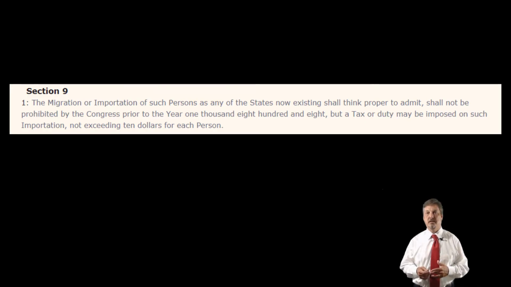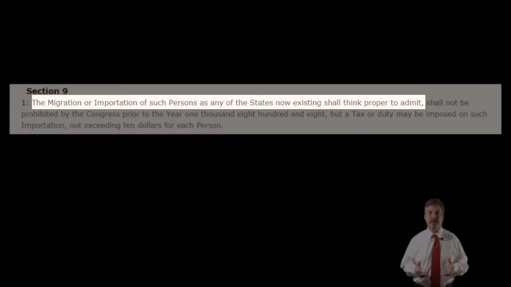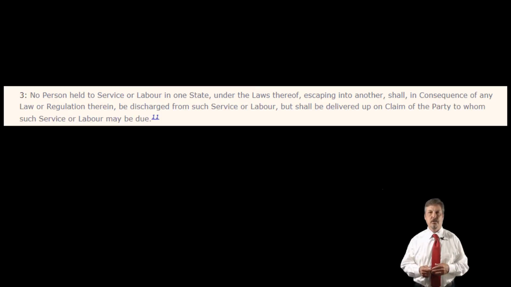Article 1, Section 9, Clause 1 prohibited Congress from enacting any legislation banning the transatlantic slave trade until 1808. Notice how that clause is worded in terms of the state's power to permit the migration or importation of persons the state thinks shall be proper to admit, again, sidestepping or ignoring the personhood of the slave. Article 4, Section 2, Clause 3, the Fugitive Slave Clause, required free states to return runaway slaves to their owners.